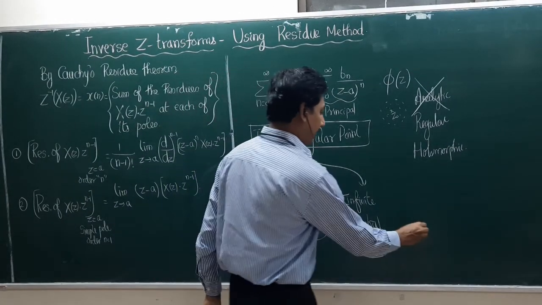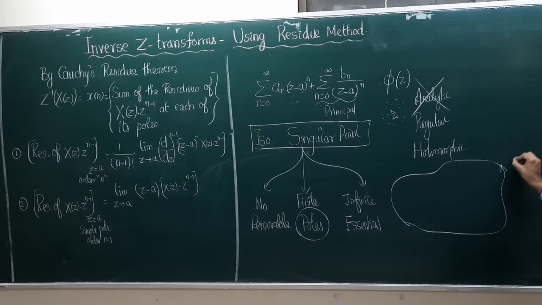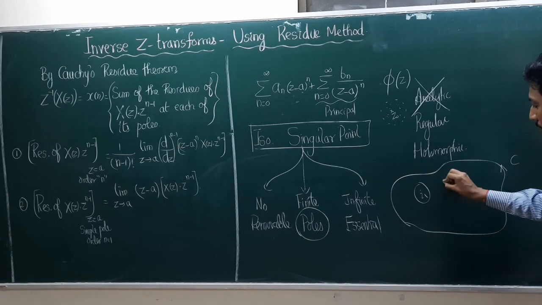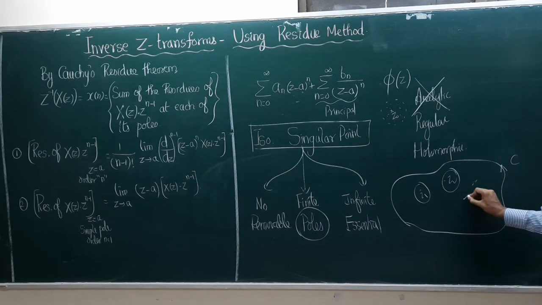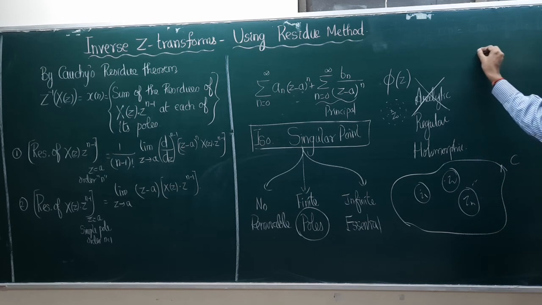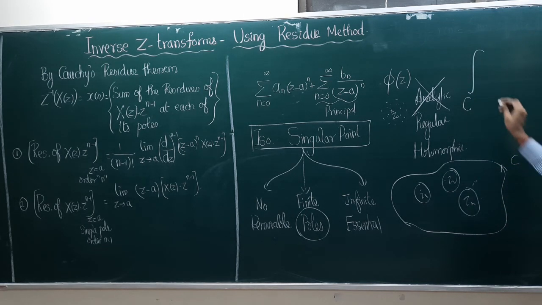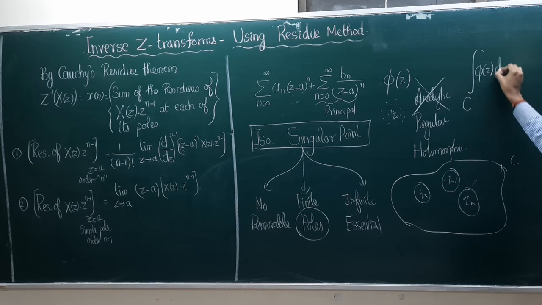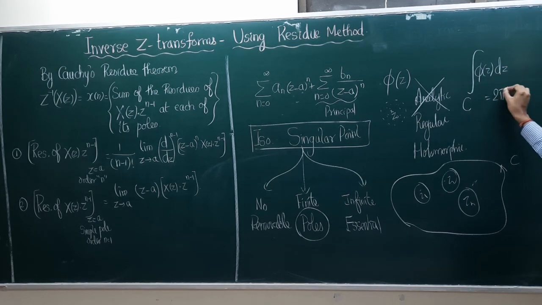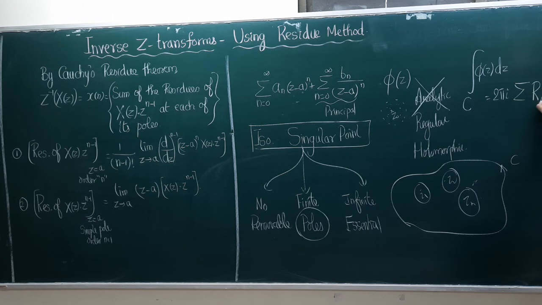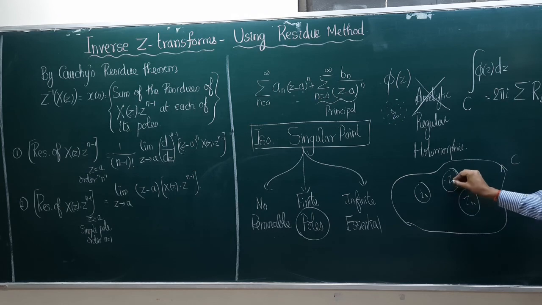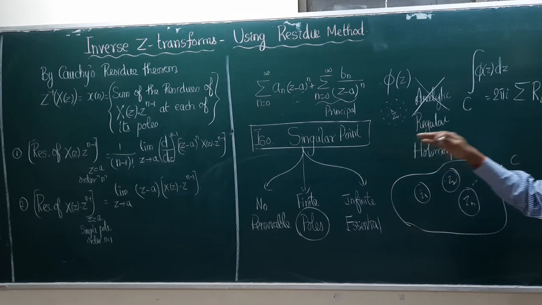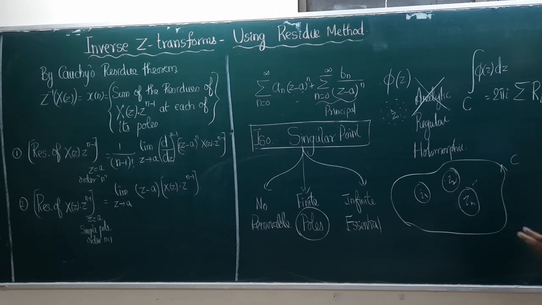Suppose this is my simple closed curve C, and there are a finite number of poles, z1, z2, etc., zn. My question is, what is the integral over the curve C of f of z dz? It is nothing but 2 pi i times the sum of the residues of f of z inside C. Because these points are called poles. Poles means singular points. At that point, the function is not analytic. So this is called Cauchy's residue theorem.